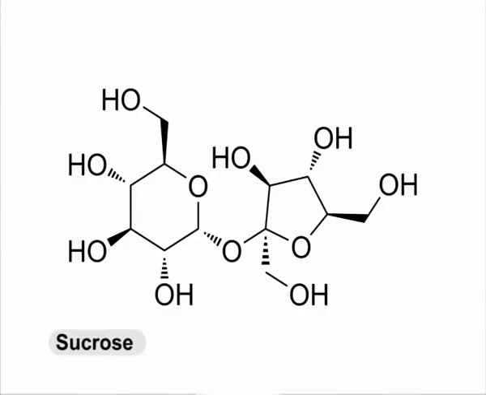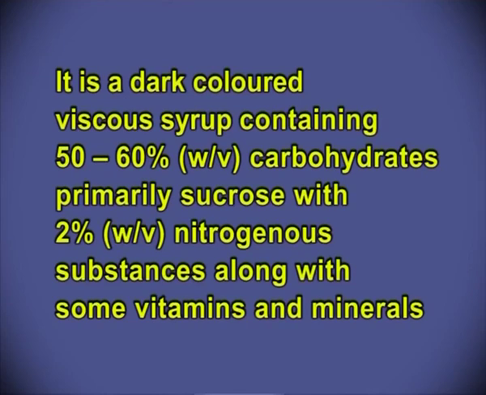This material is the residue remaining after most of the sucrose has been crystallized from the plant extract. It is a dark colored viscous syrup containing 50 to 60%, that is weight by volume, carbohydrates, primarily sucrose, with 2% weight by volume, nitrogenous substances along with some vitamins and minerals.